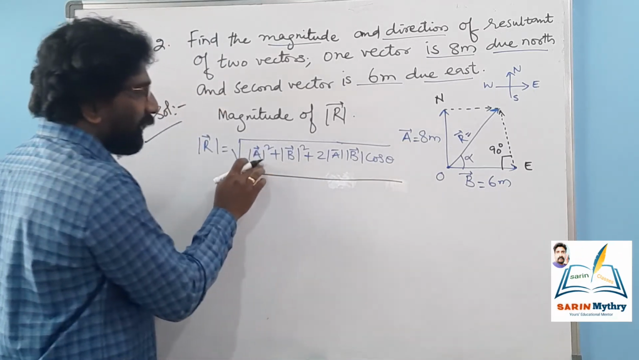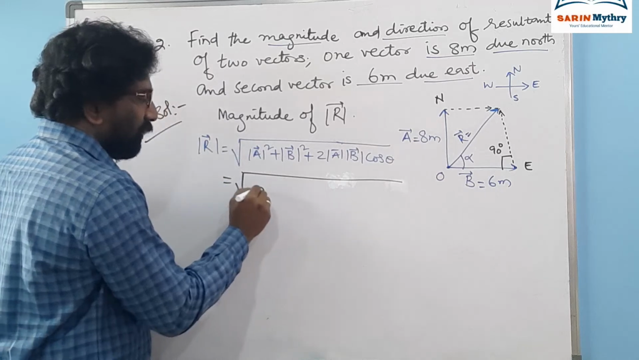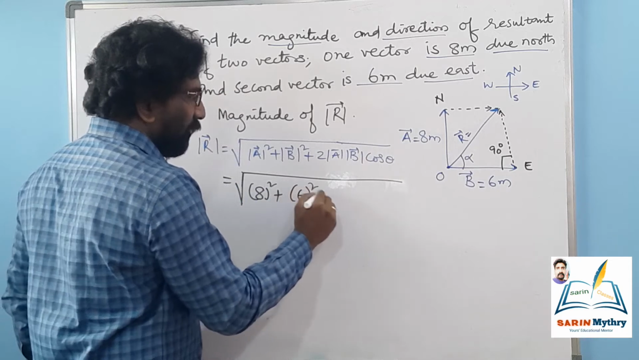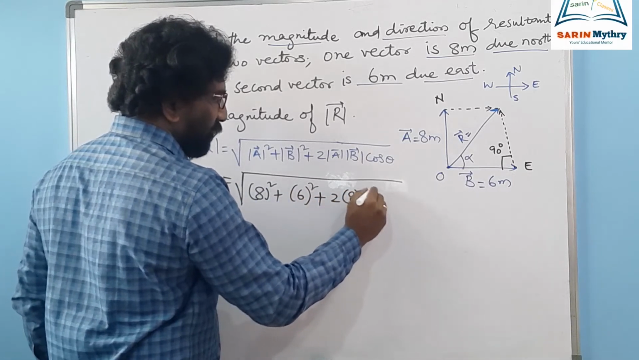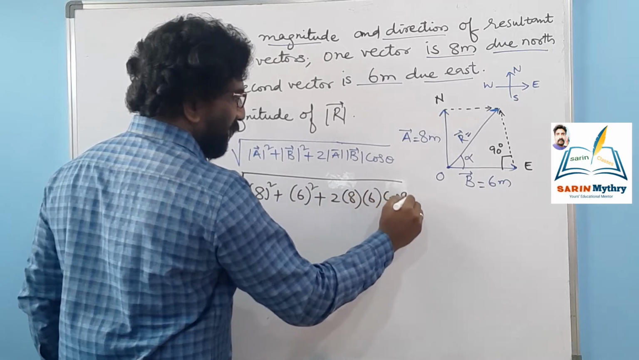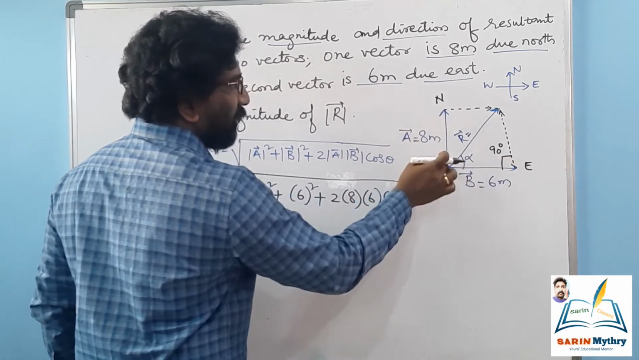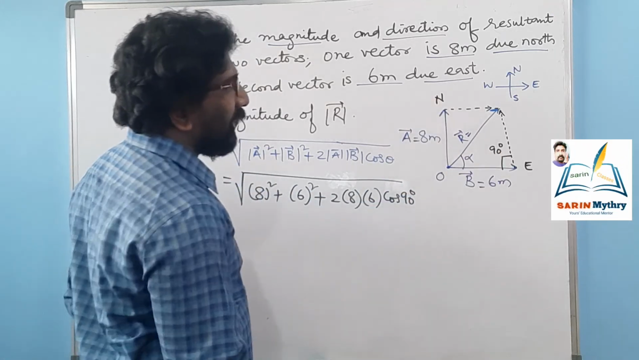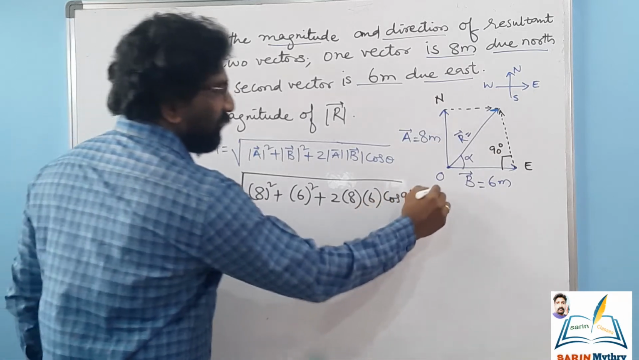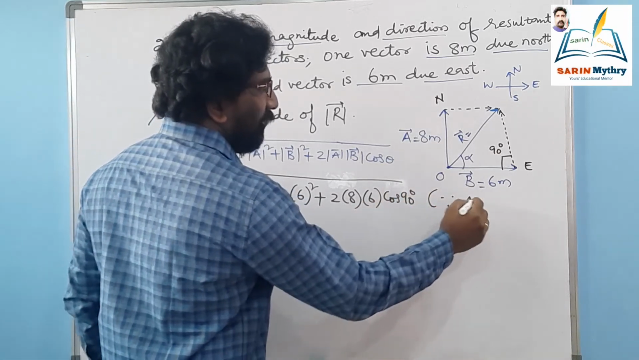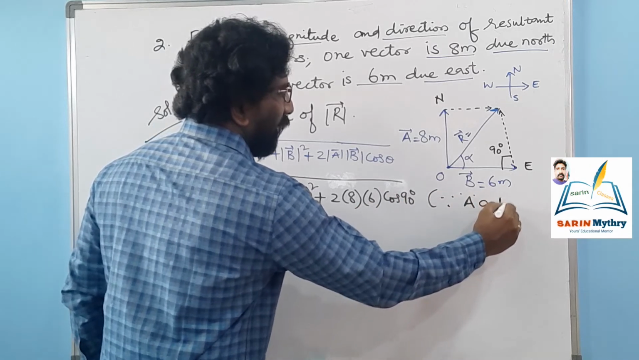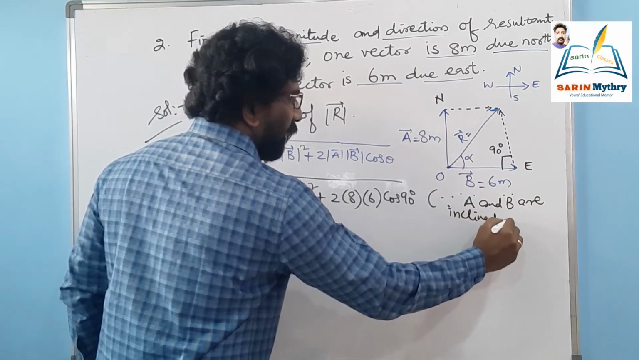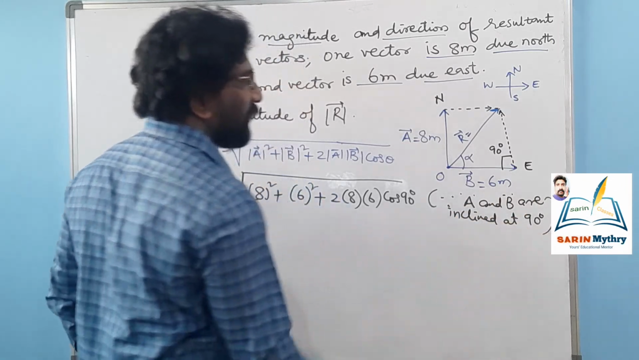What are given to us? Vector A is 8, so it becomes 8 square. Vector B is 6, so it becomes 6 square plus 2 into 8 into 6 into cos of 90 degrees. Why? Because vector A and vector B are perpendicular to each other, so the angle between the two vectors will be 90 degrees.